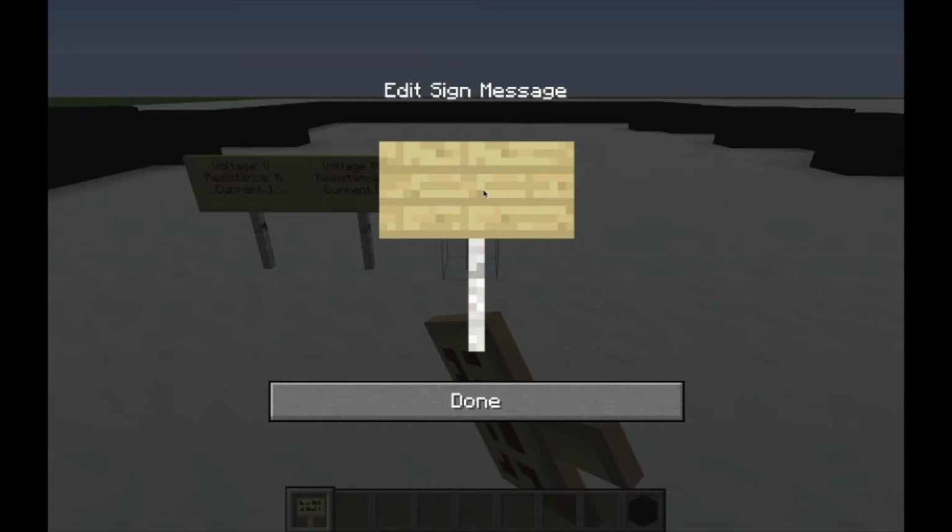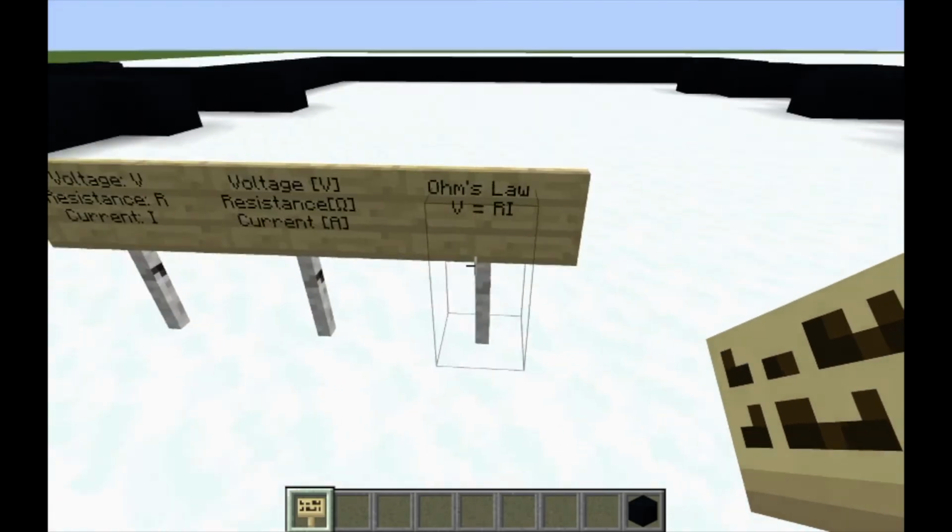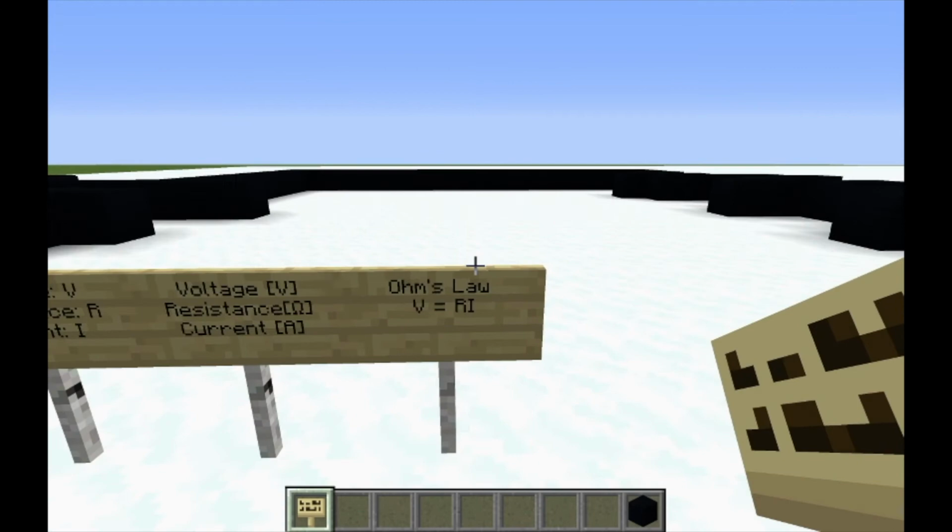Now we can relate these three variables using Ohm's law, which says that the voltage is equal to the resistance times the current. This is an important equation, and so you should remember it for later.